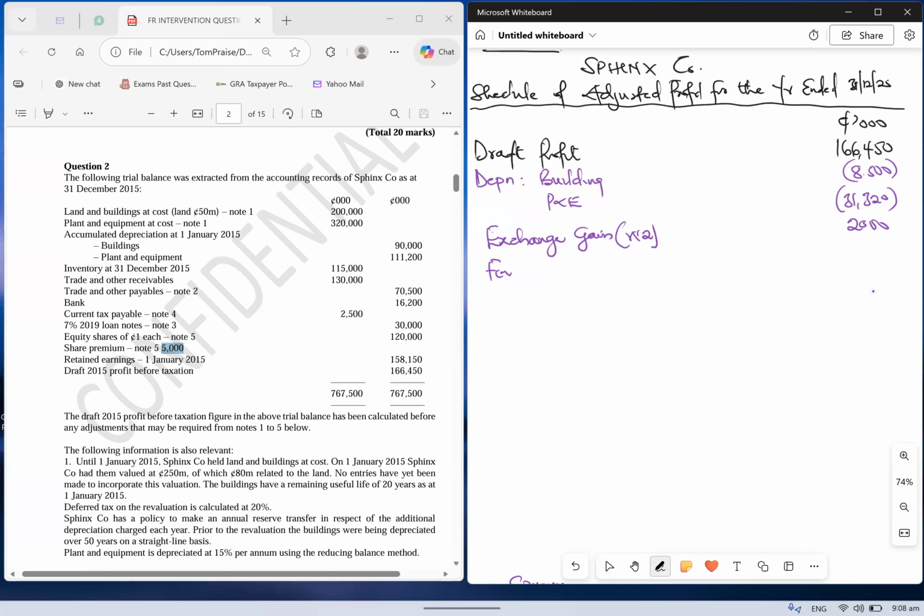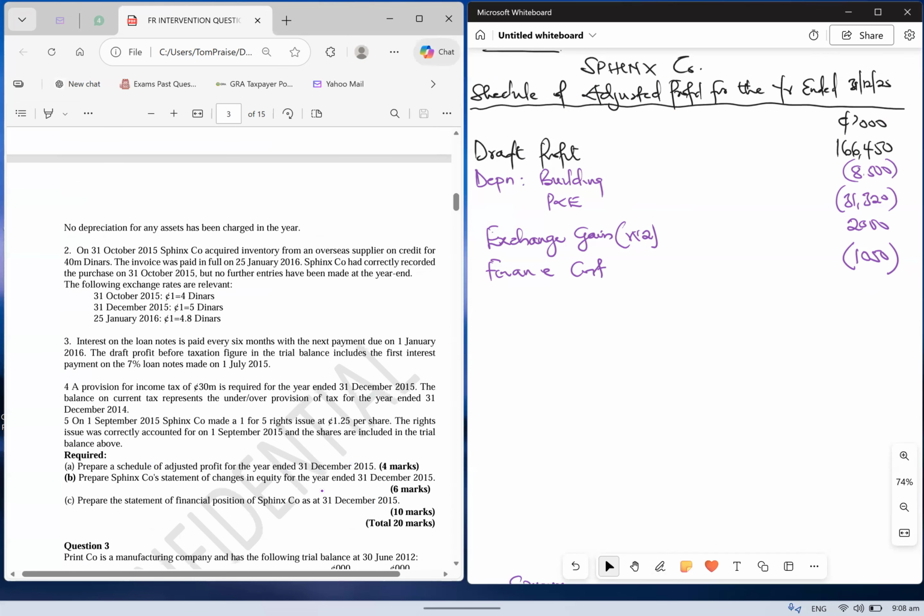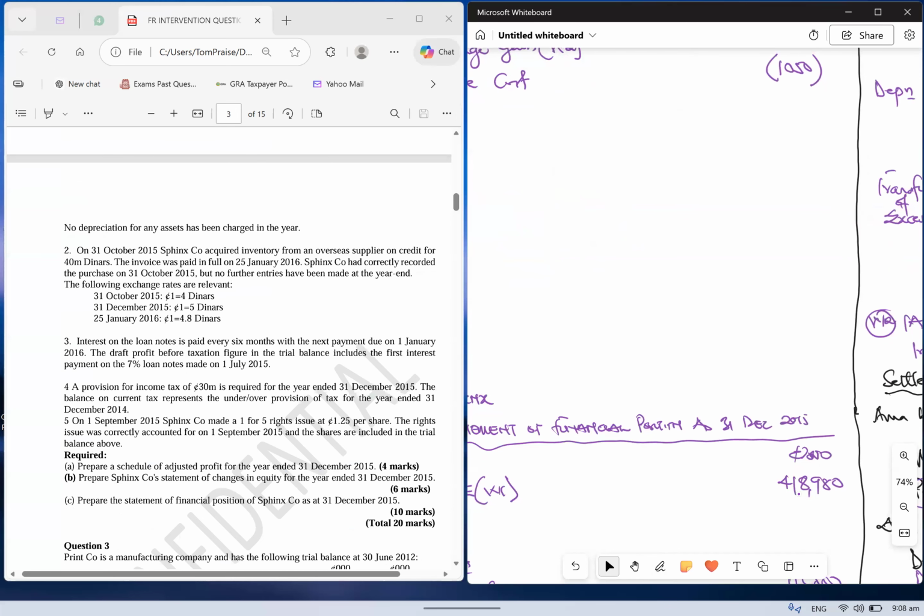Unwinding finance. So finance cost. They did only half, so you are supposed to do the other half. All right, so that is it. We are done with note 3, sorry. So note 4 is the tax.